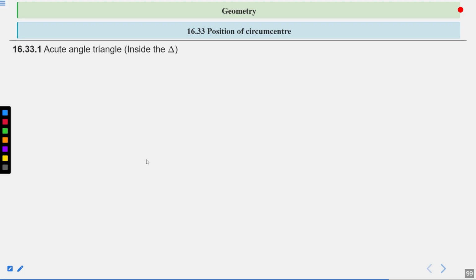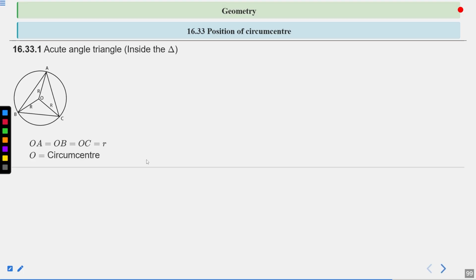Next one is acute angle triangle. Position of circumcenter in an acute angle triangle. So in an acute angle triangle, we can see in this diagram the circumcenter of the triangle is inside. So OA equals OB equals OC equals R. So O is the circumcenter.